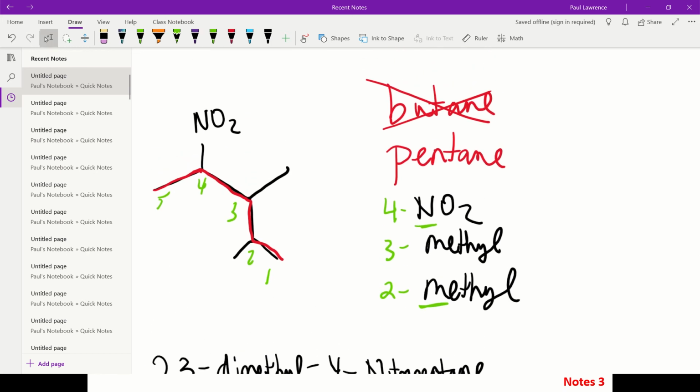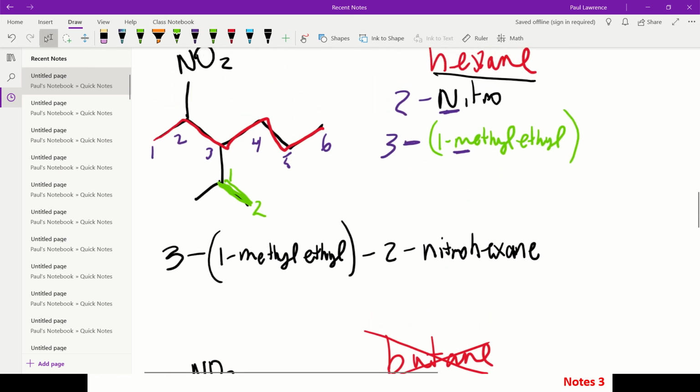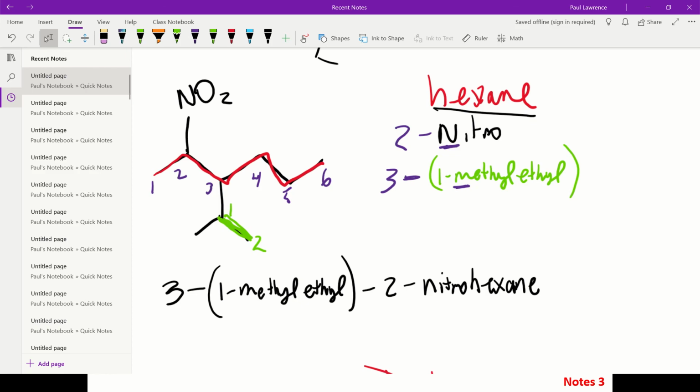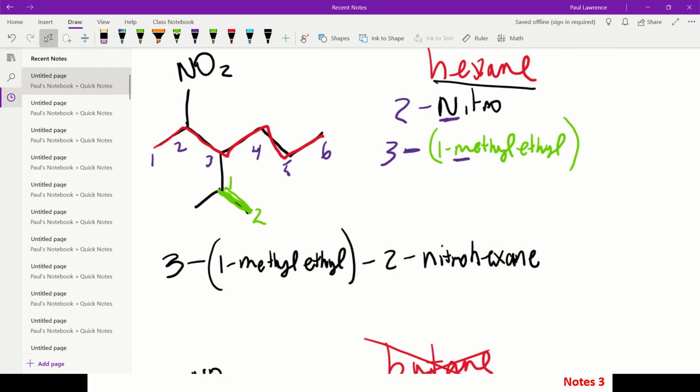Okay, let's see here. Not that one. Let's look at this one. It's the 3-(1-methylethyl)-2-nitrohexane. But we can rename this with the common names. And I'm trying to find it in my notes. There it is. If you would have written this molecule name as this, you would have got 100% points also.